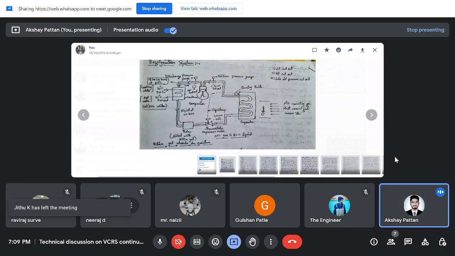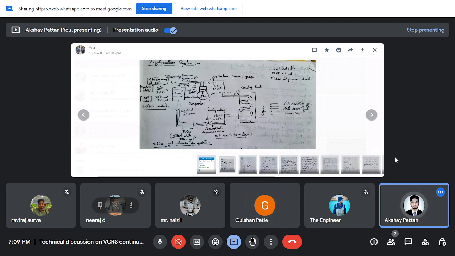So when the set temperature, say for the freezing compartment, is around minus 18 to minus 20 degrees Celsius, and the temperature is already achieved, there is no need for the compressor to run again. At that time, when the set temperature is already achieved, the low pressure is happening at the suction side of the compressor. This is sensed by the low pressure cutout, and it cuts down the power supply to the compressor, and the compressor is switched off.